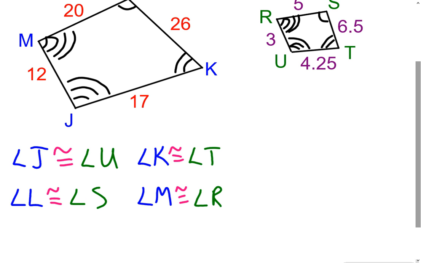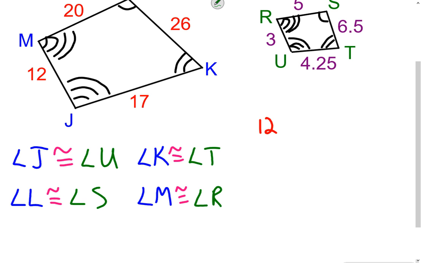So now, corresponding sides. I'm just going to start with any side from my quadrilateral on the left. I'm going to start with that short side that is 12 units long. That's side MJ, which is 12 units long. Then we have to find that same corresponding side on the other one. Side MJ is between the four-arc angle and the three-arc angle. So I'll come over here, and there's the four arc, there's the three arc. The side in between those two is the side that's 3 units long.